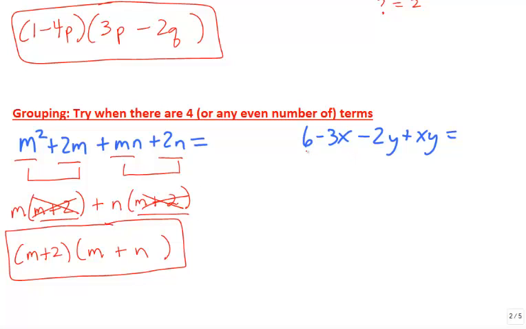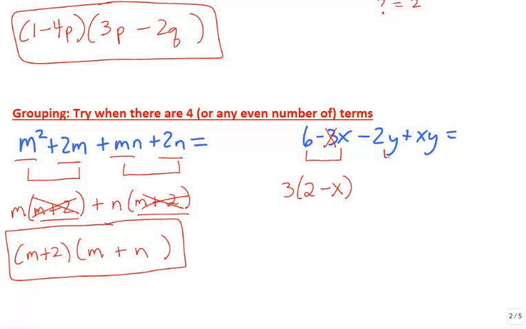So grouping means we take the first 2 terms and we pull out a GCF. Now 6 and 3 are both divisible by 3. So I'm going to pull out a 3, and in parentheses, what would be left? Well, 3 times 2 would get me back to a 6, so this needs to be a 2. And if I pull out this 3 right here, I'm left with the negative and the x. So I have 3 times parentheses 2 minus x.